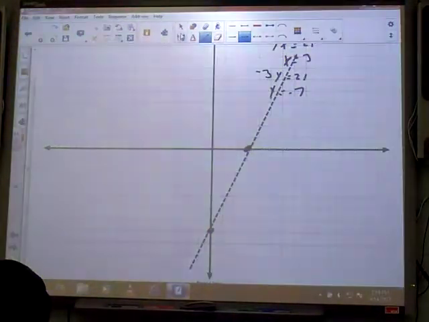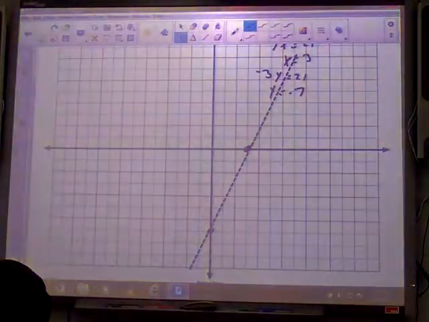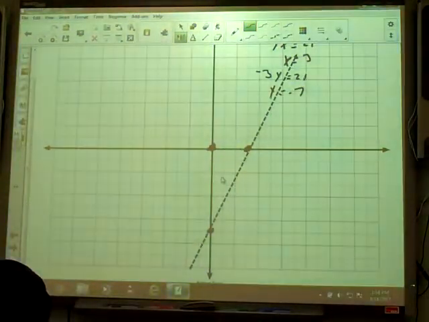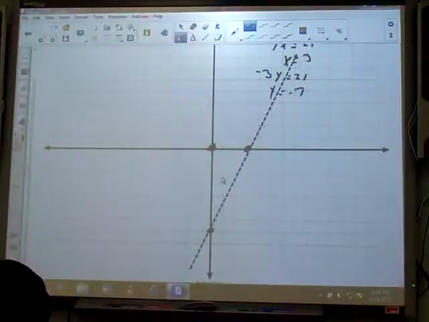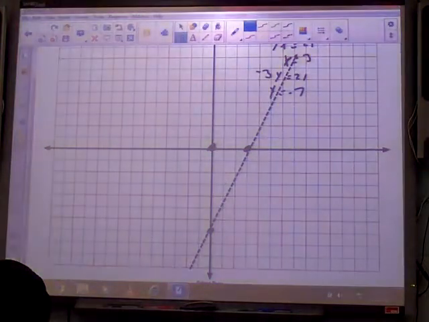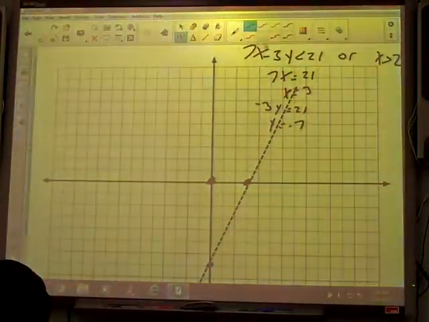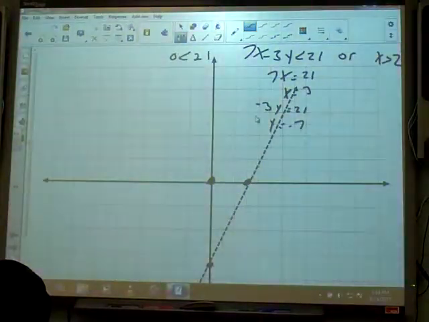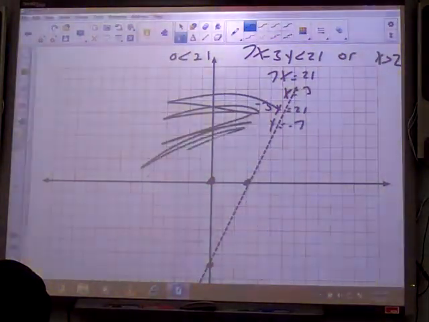Okay, I'm going to use my favorite test point. First period thought we should use 0, 0 every time. That will always work, as long as your line doesn't go through 0, 0. So let's plug 0, 0 back in. 0 minus 0 is 0, and that's obviously smaller than 21, so we're shading where 0, 0 was.